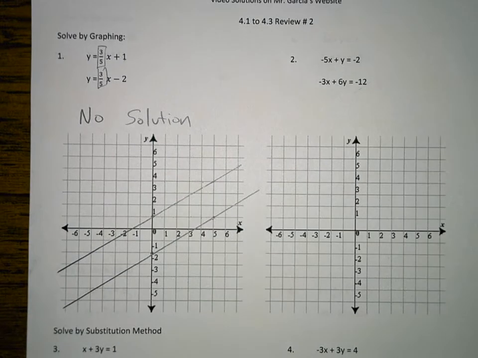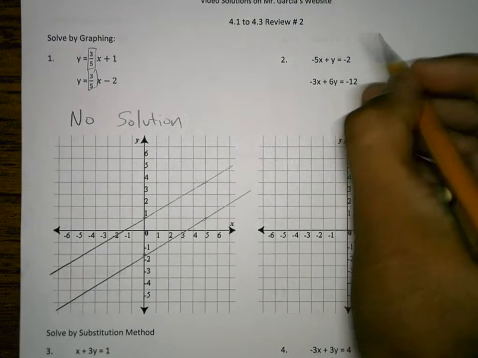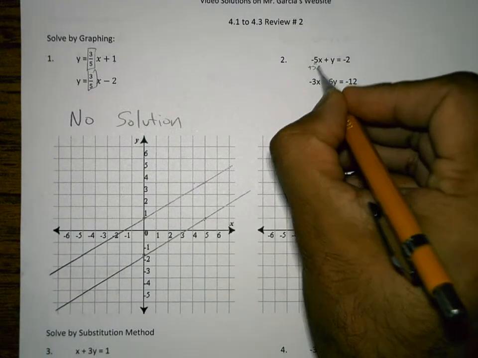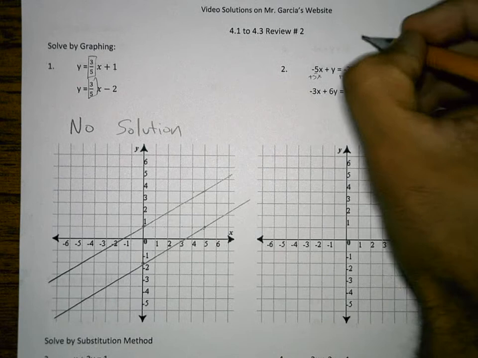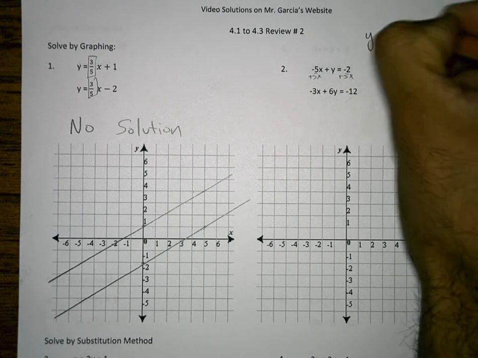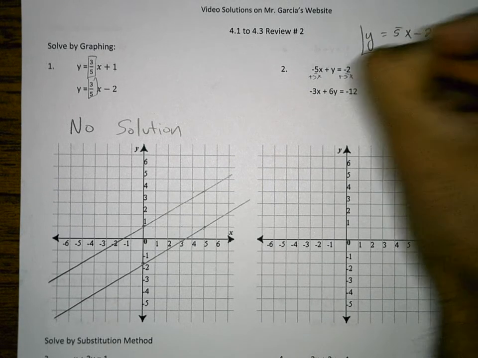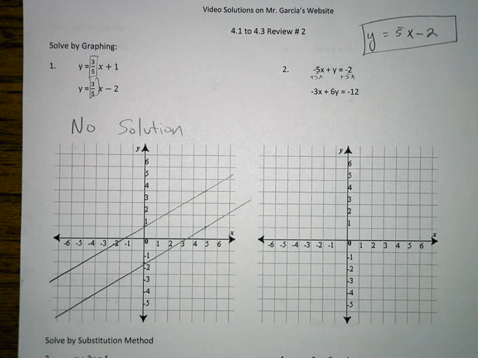Looking at the next one, number 2, solve again by graphing. I'm going to go ahead and get these solved for y. For this one, all I have to do is add a 5x to both sides. I'm going to give myself a little bit of room. y equals 5x minus 2. Okay, so there is one equation.